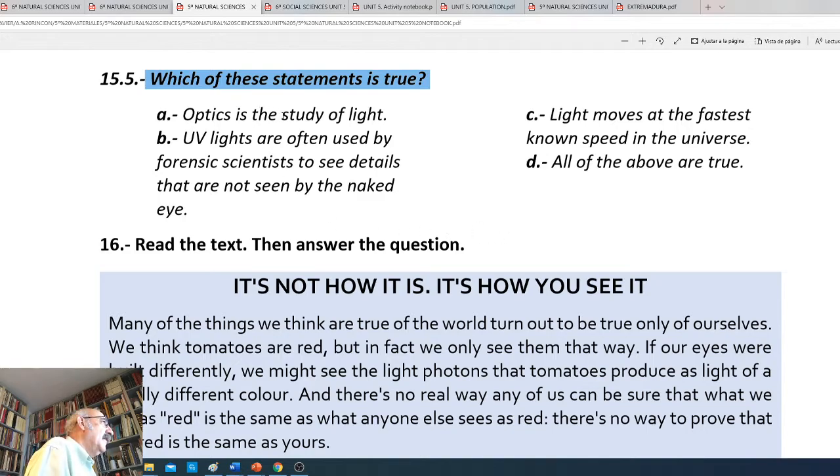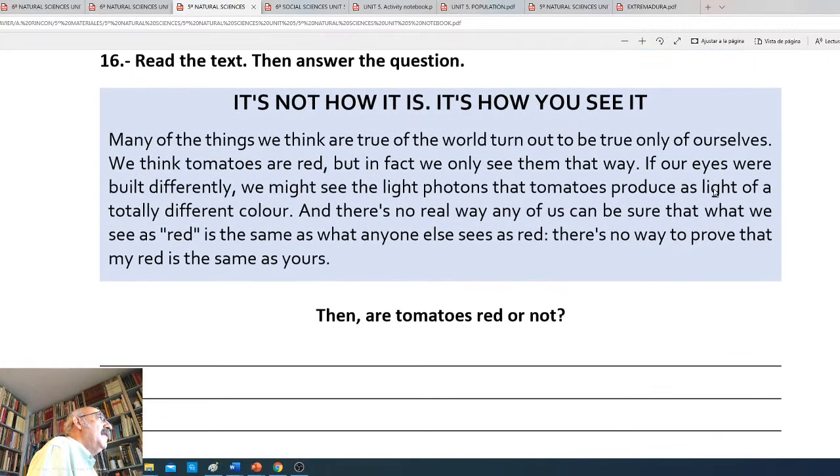Is optics the study of light? Yes, it is. UV lights are often used by forensic scientists to see details that are not seen by the naked eye. That's true as well. Is it true that light moves at the fastest known speed in the universe? Yes. So, D is the correct answer. All of the above is true. This is the correct answer. Okay? Very good, very good. So now you have here a very little test about light.